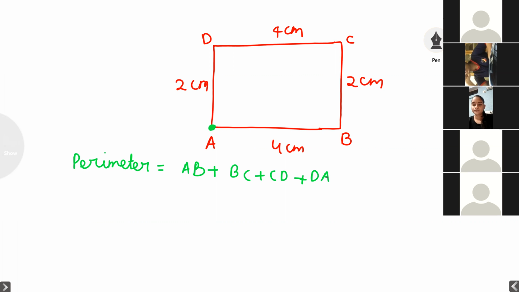This is the picture of perimeter. With the help of a formula, we can also find the perimeter of a rectangle: twice into length plus breadth. This is not our syllabus. For understanding purposes I have explained it to you.